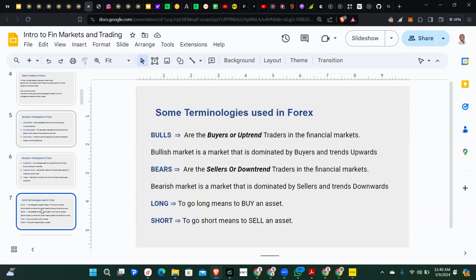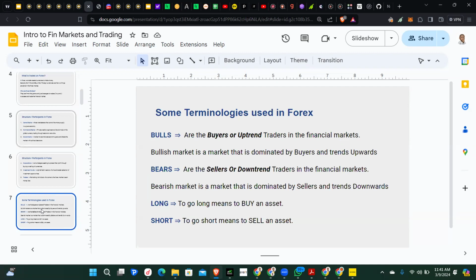Now let's look at some of the terminologies used in Forex. So we have the bulls. The bulls are the buyers or the uptrend traders in the financial markets. So when somebody tells you that I'm bullish on this market, it simply means that he or she is telling you that my perception or insight about this market is just to buy. So a bullish market is a market that is dominated by buyers and it trends upwards. So when you see the candles, we'll still come to candlestick, the candles will be going up.